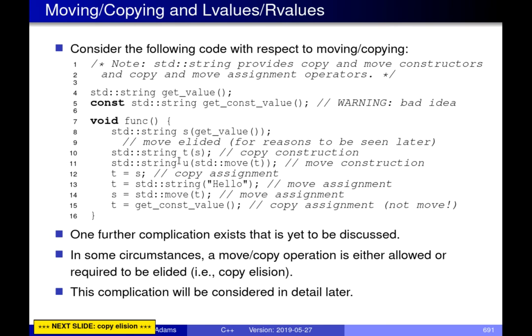If you go on to this next case here, we're constructing an object, so it has to choose between copy construction versus move construction. So what's going to happen here? The compiler will look at the expression that we have here, std::move of t. Std::move of t is a what?